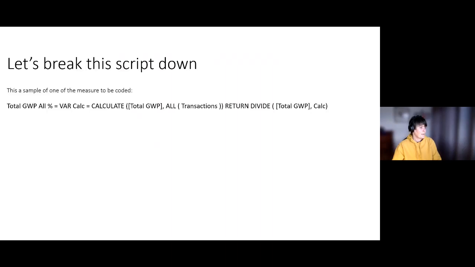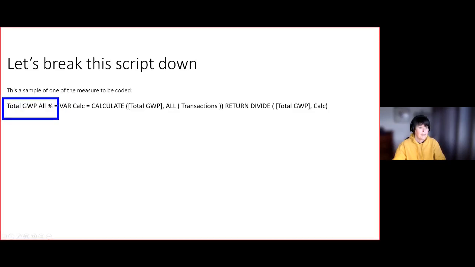So this is what I wanted to create, okay? I wanted two, but in this first example, I want to create a measure called, in this case, total GWP all. So what is the percentage? It's not a very well written measure name, but it's the percentage of all the GWP. And here's my formula for it.